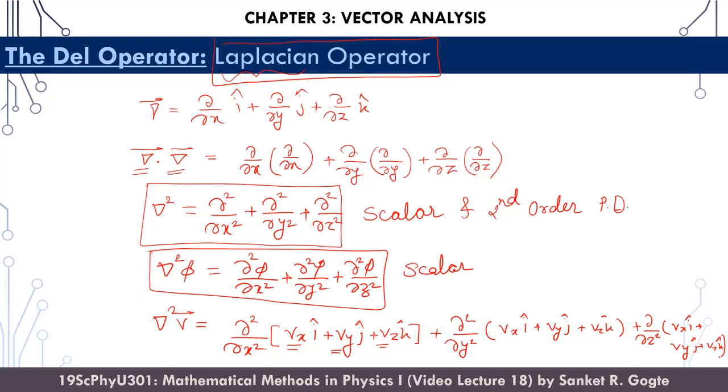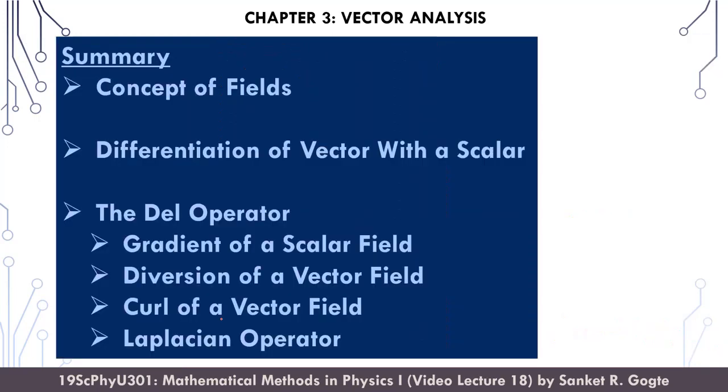In physics, generally we don't come across operation of the Laplacian operator onto a vector, but these terms come very often in various fields in physics. We have come to the end of this lecture. We discussed these topics. We first considered the concept of field. A scalar field is a function of x, y and z, whereas a vector field has three functions of x, y, z involved in it: the x component of that field, the y component of that field and the z component of that field.